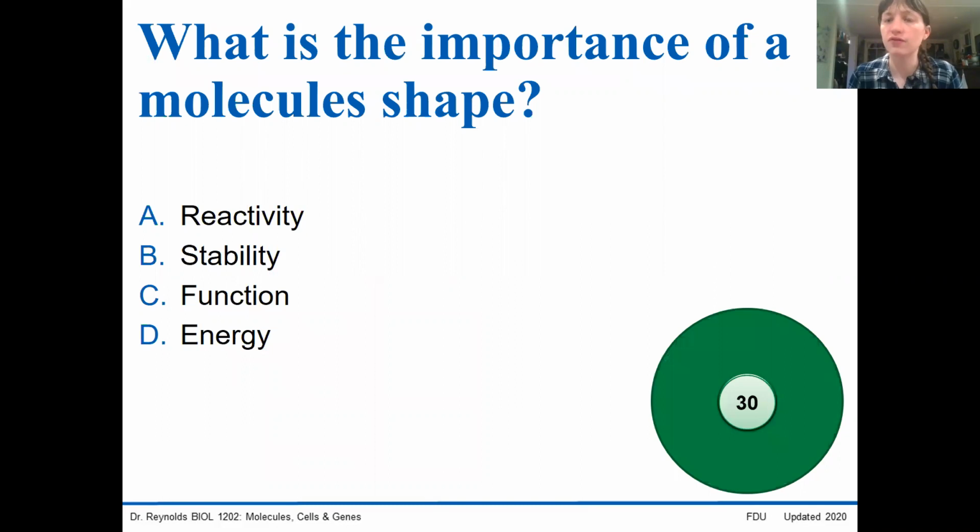So here's my question for you. What is the importance of a molecule's shape? Tell me in Socrative, and pause if you need more time.